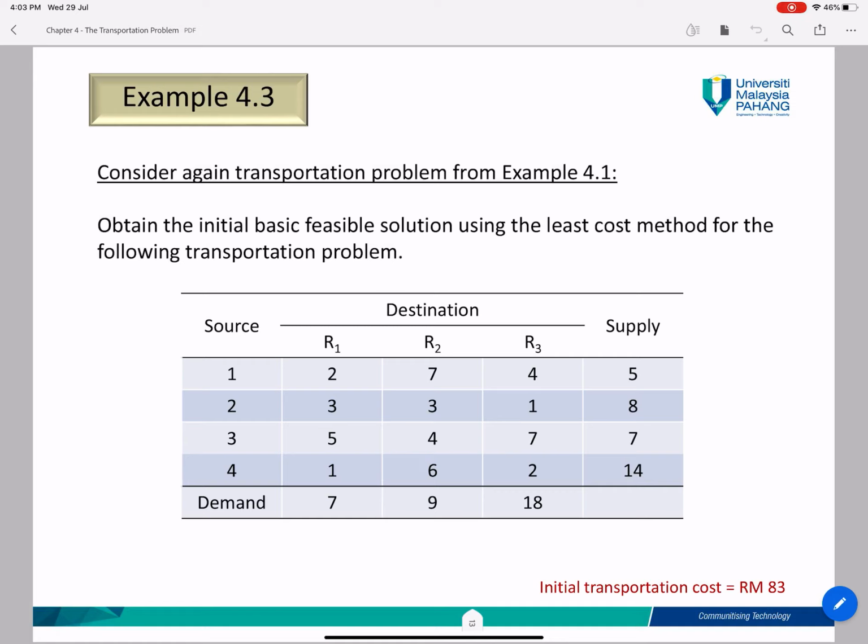Let us consider example 4.3. Note that example 4.3 is the same transportation problem discussed in example 4.1. In example 4.1, we use the northwest corner method, but in this example, we want to use the least cost method. For this example, you need to obtain the initial basic feasible solution by using the least cost method for the following transportation problem.